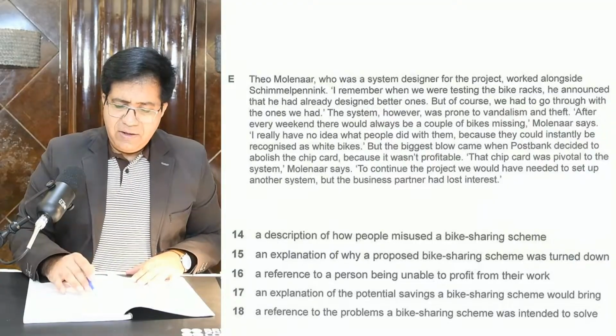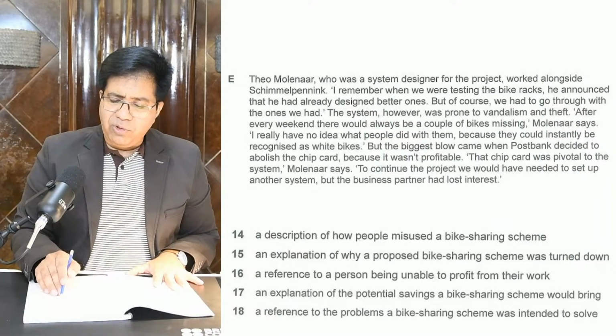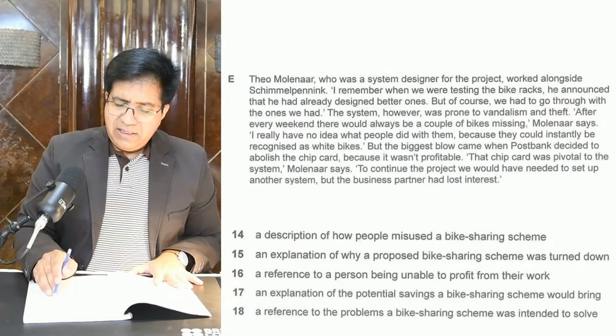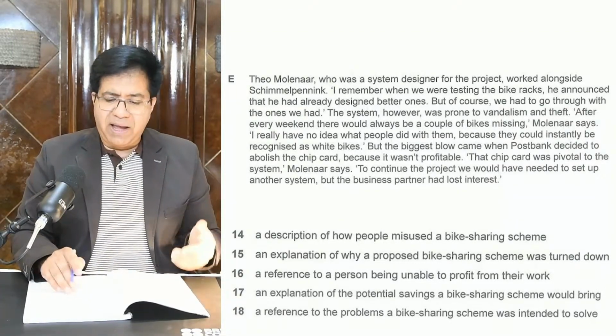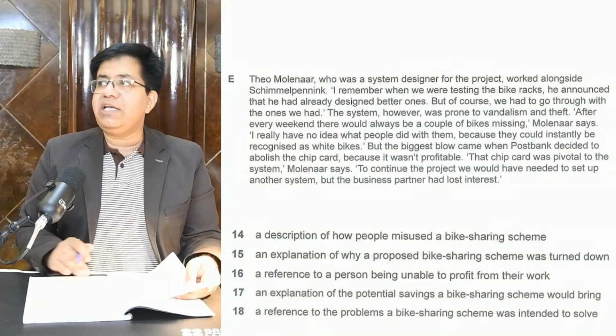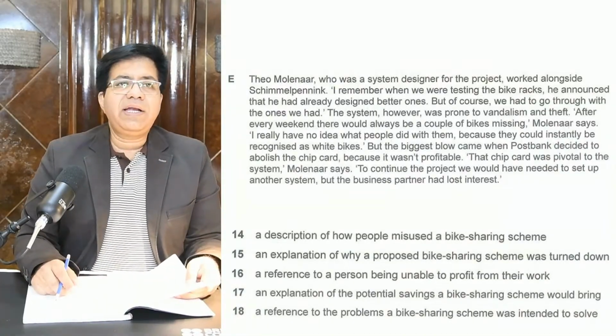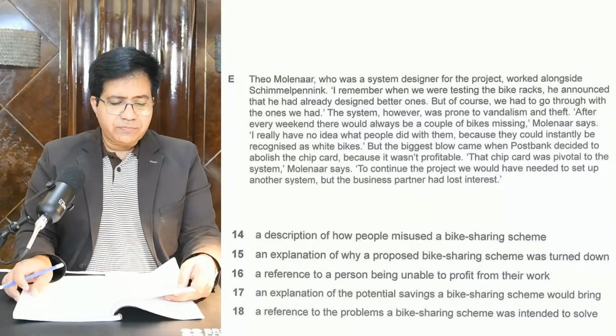Well done. Paragraph E, fourth line. System, however, was prone to vandalism and theft. And people stole the bikes, and every weekend 2-3 bikes were missing. So correct answer for question number 14 is E. Got it? That is why I recommend this question type at the end.